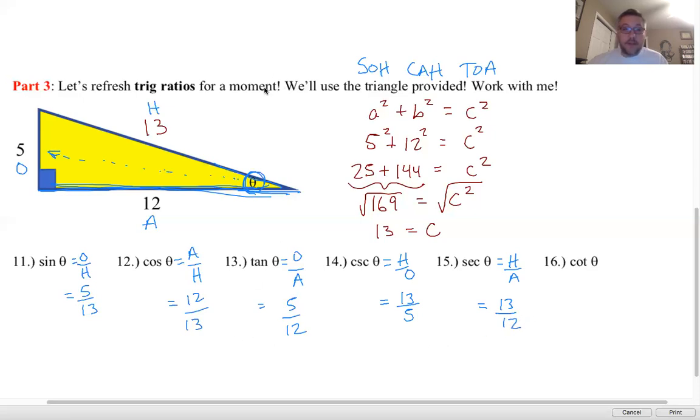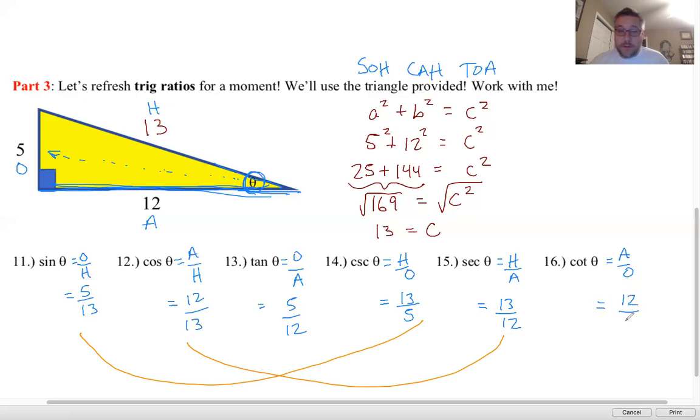Again, you can see here, I'll make some little loops. These guys are related. These guys are related. And you can probably guess that the last one is going to be cotangent, which is related to tangent. If tangent was O over A, this is A over O, which is 12/5. All right. So that was a little bit of a review. Hopefully that helps it sink in better. We are ready to move on to part 4, the last part.